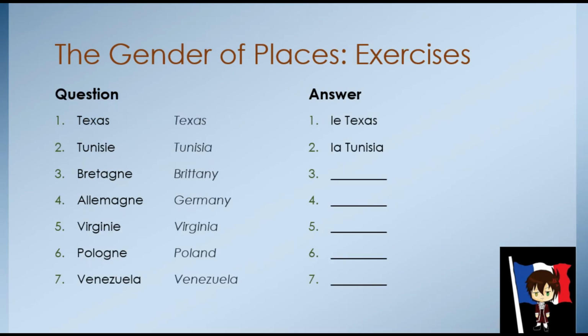So let's have some exercises ulit. So the first and second is already provided. So first one is Texas. So that is le Texas kasi masculine. Second is Tunisie or Tunisia. That's feminine. So la Tunisie. So I'll give you another 10 to 15 seconds to provide me the answer, or you may want to pause the video and just resume if you're ready.